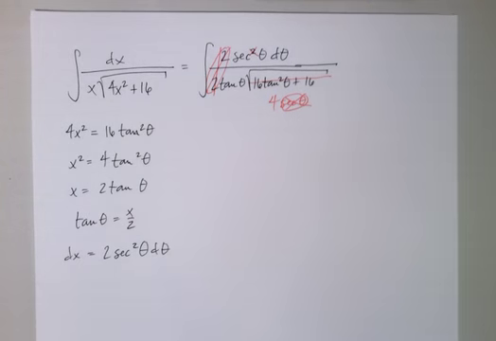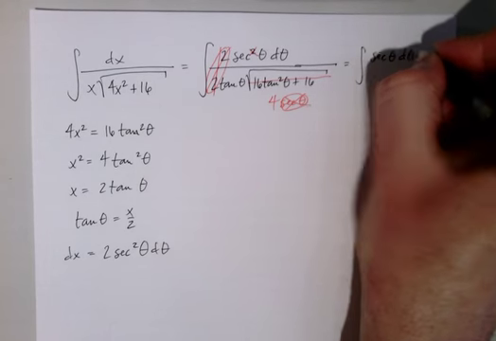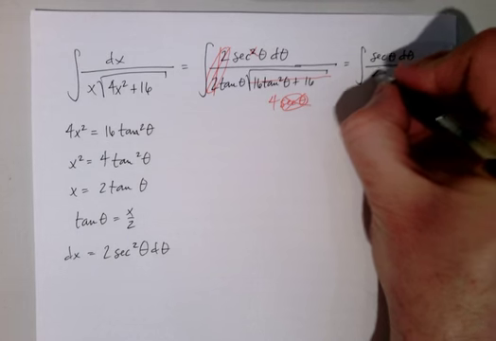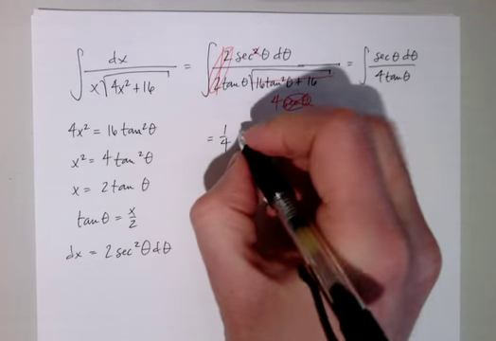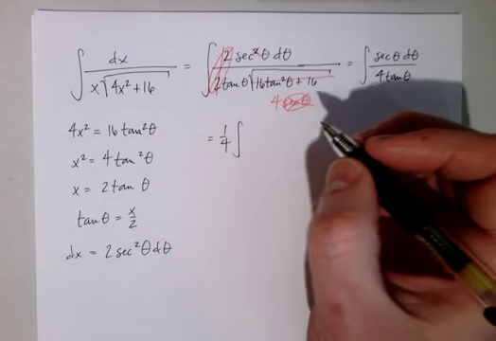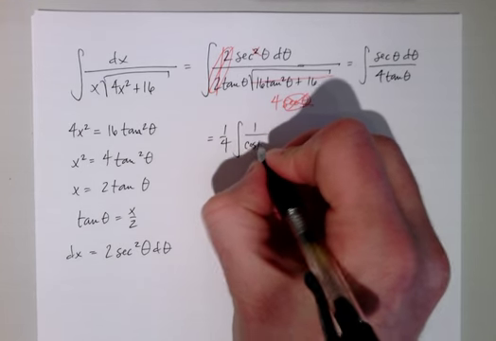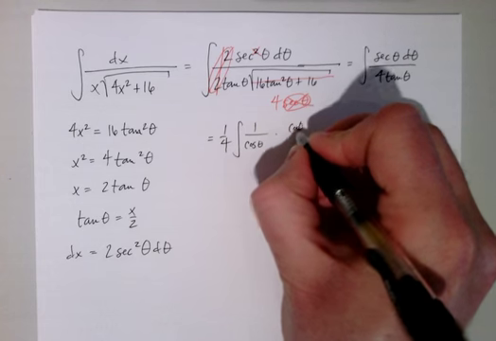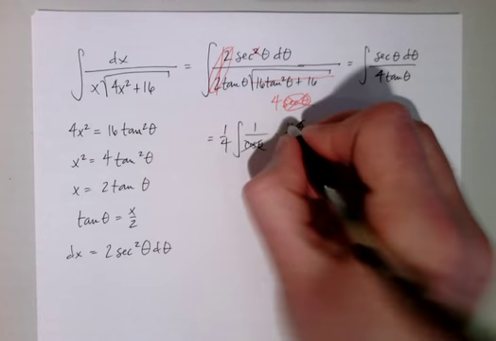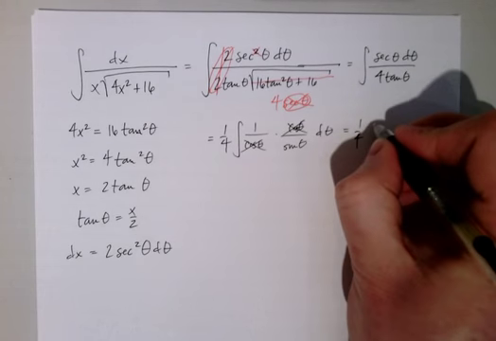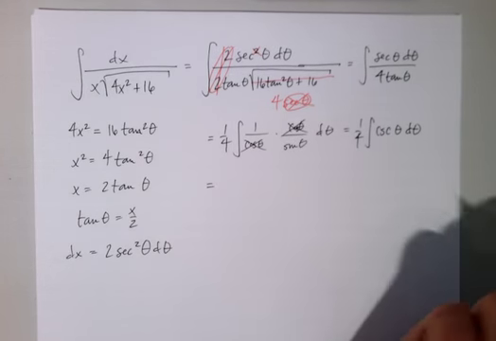And I'm left with secant theta d theta over 4 tangent theta, or 1/4 times the integral. And this winds up being, if it's secant theta over tangent theta, you know that that's 1 over cosine times cotangent, or 1 over sine. When in doubt on how to reduce it, just go ahead and turn it back into sine and cosine. And that winds up being 1/4 times the integral of cosecant theta.